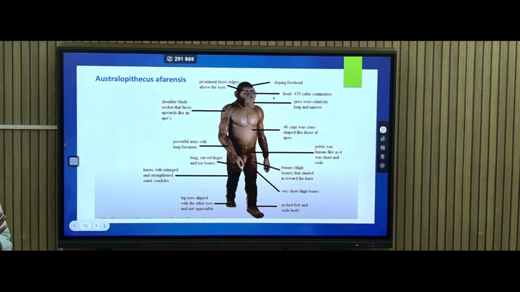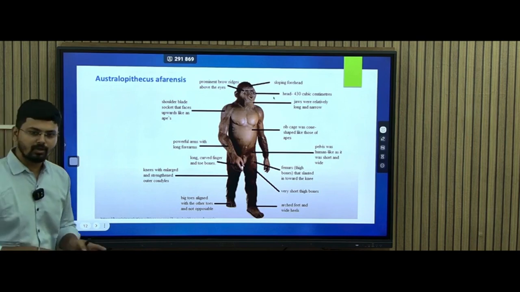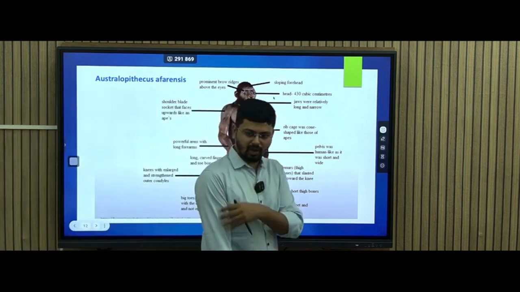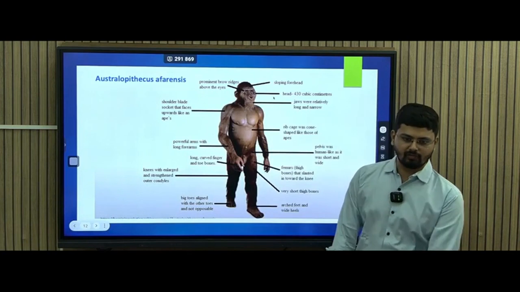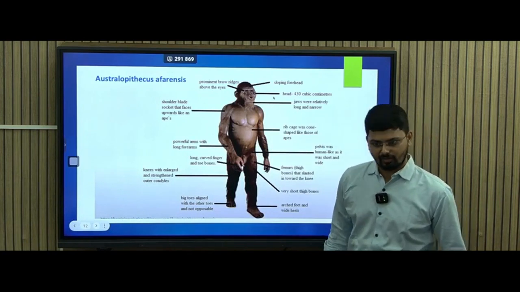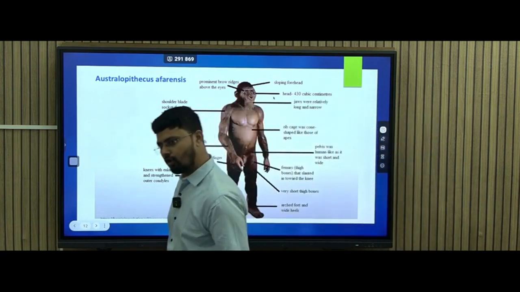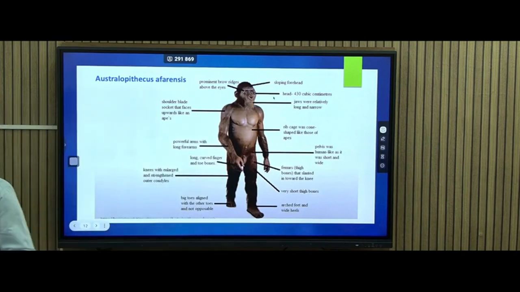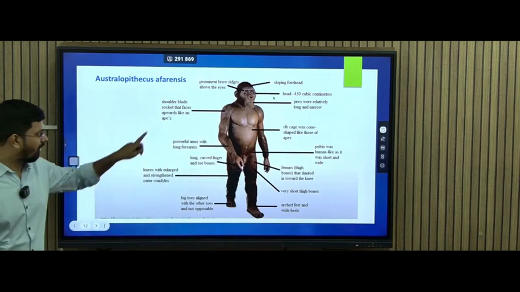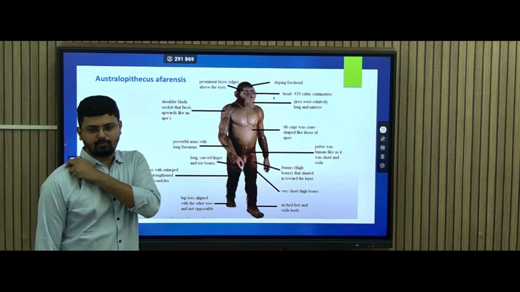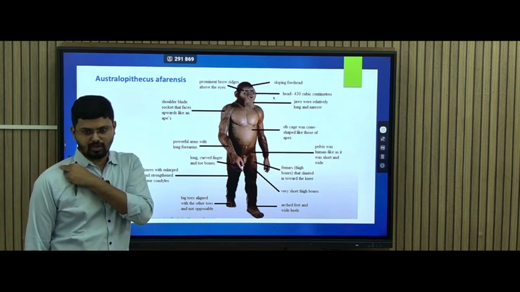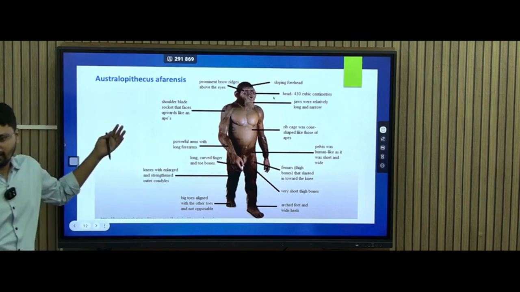There are some features that are present which are similar to ape. Those are with respect to hands. The forelimbs are very long and hind limbs are short. Though they have become bipedal, still some features of apes remain. So one is with respect to the shoulder bone. The shoulder bone is like an ape's.